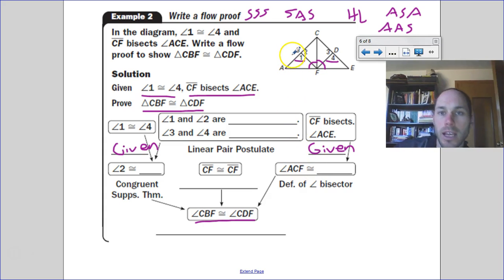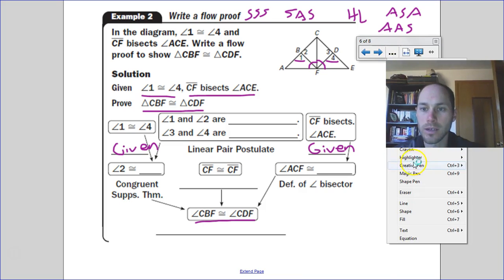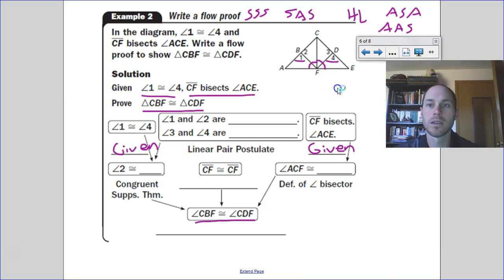Or if we're writing here ACF, whoops, I did that backwards, didn't I? We'll ignore that. Sorry, ACE is the angle we're looking at. So if the line bisects that one, then ACF is congruent to ECF. Got to pay attention. And that's the definition of an angle bisector. That's just what angle bisectors do. Okay, so we've now proven an angle congruent in both triangles.